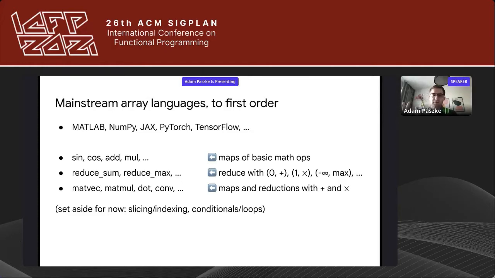And then you will have some other operations which could be expressed as compositions of those, but are included for efficiency. For now, I also set aside things like indexing and conditionals and loops. Those do require some other care. If you're interested in differentiating slicing, you might be interested in the paper that we have with the same authors as a subset in the main ICFP track, because we talk about it there. But one really common property of all of those is that there are no user-defined functions as arguments.